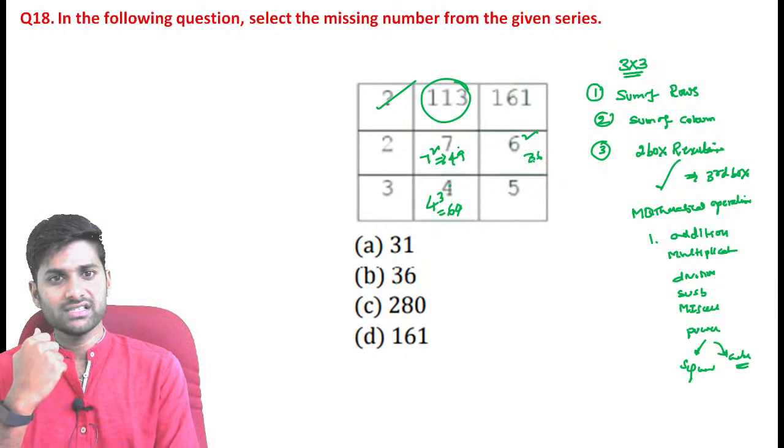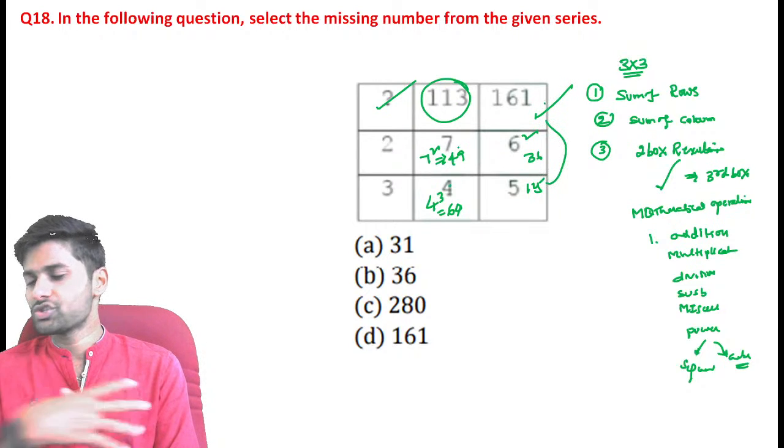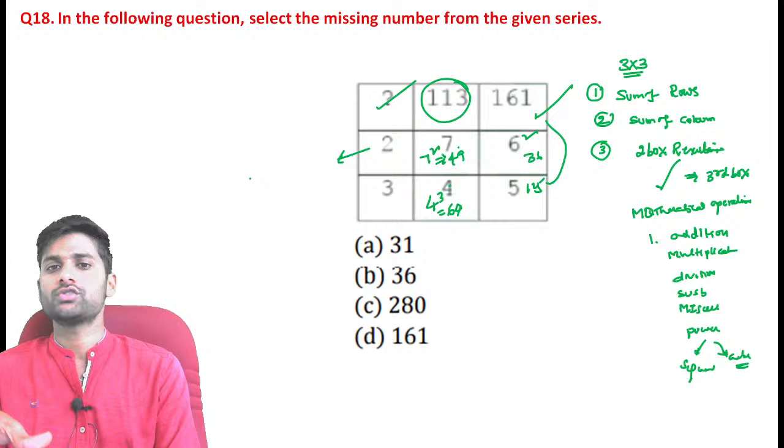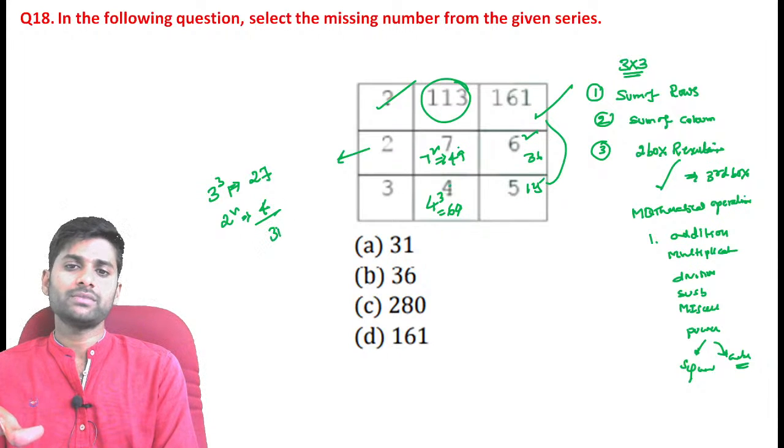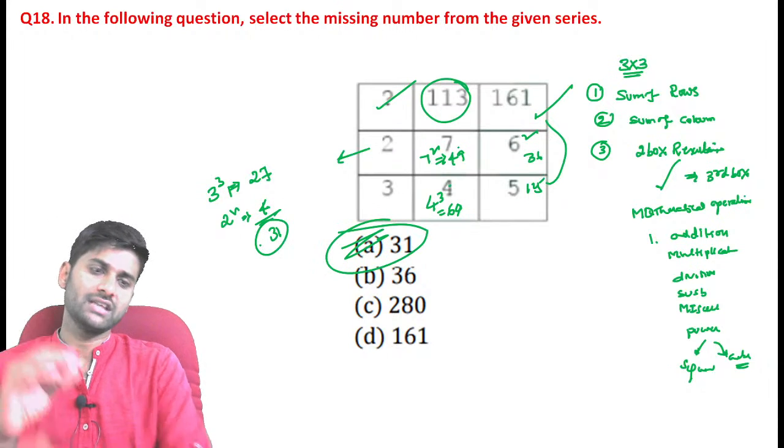6 square is 36, 5 cube is 125, together 161. The same application you can go through in the first row also. See here, 3 cube is equal to 27, 2 square is equal to 4. The sum of these numbers is exactly equal to 31. So that is the answer.